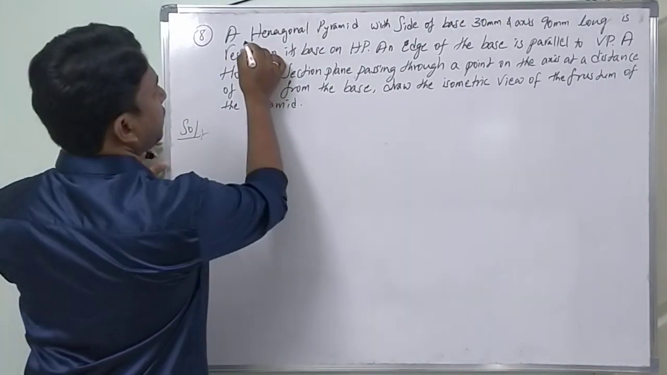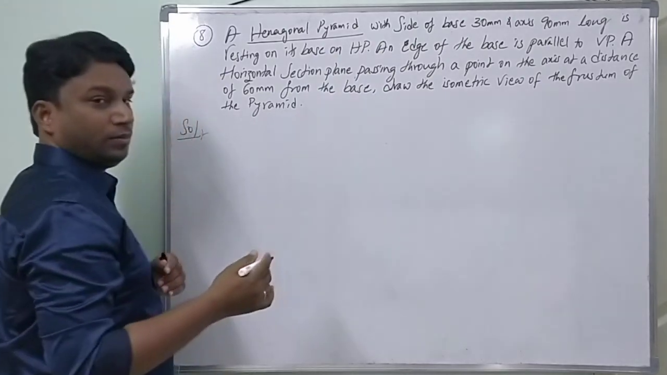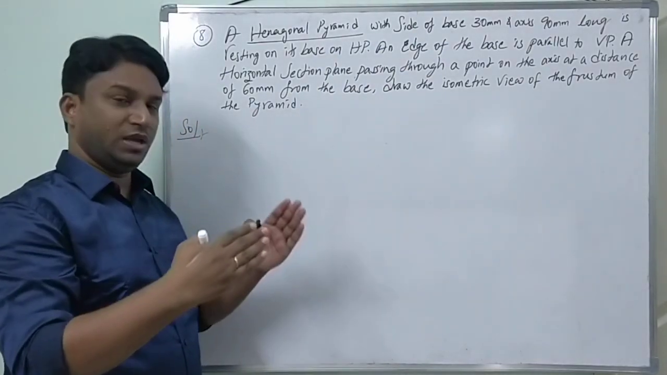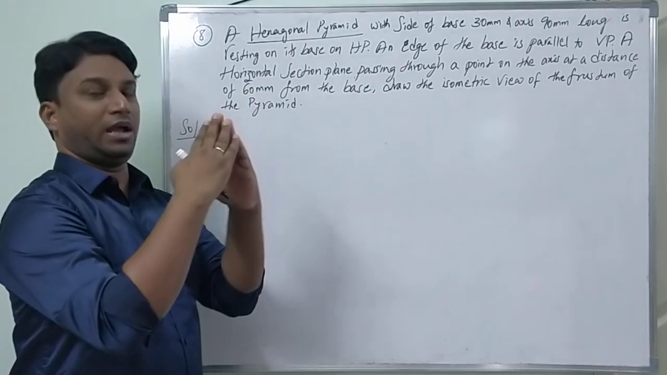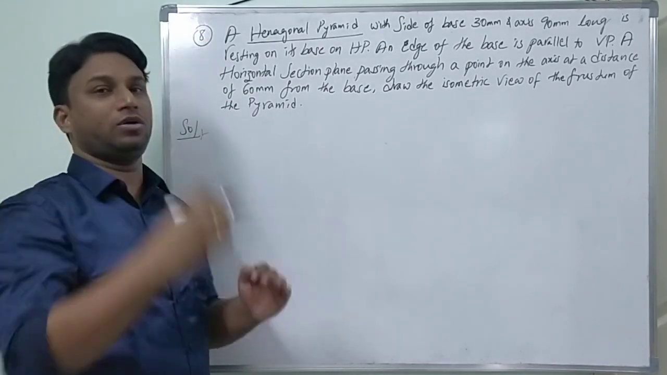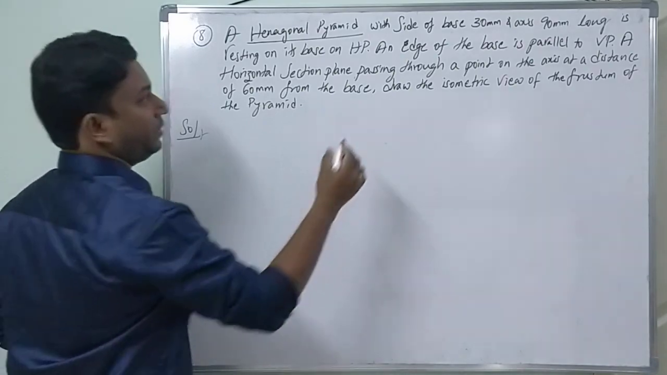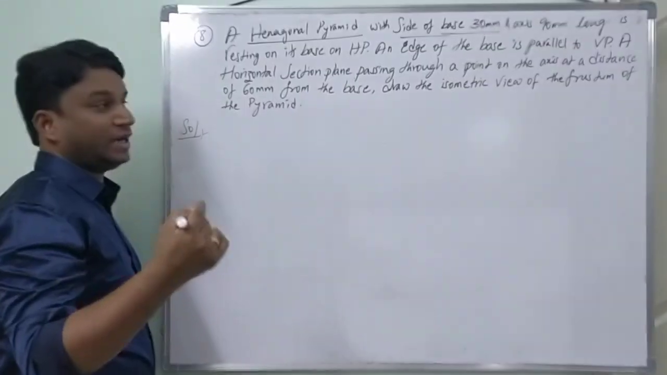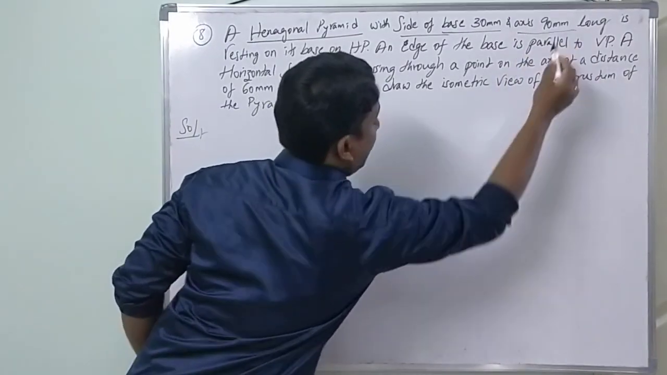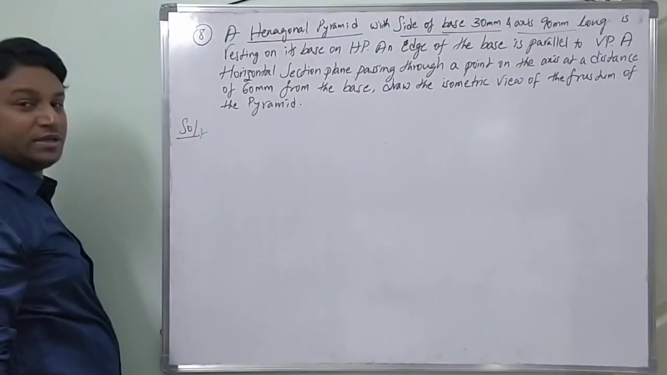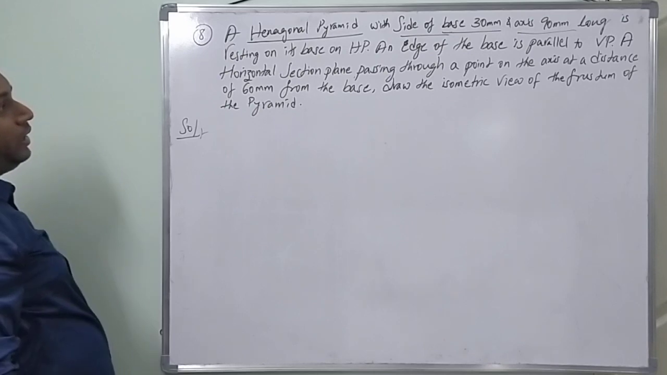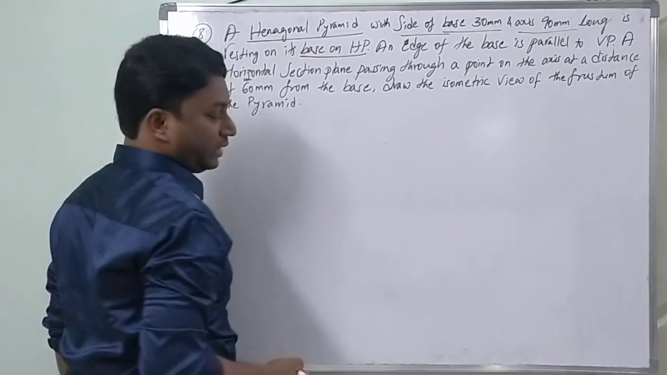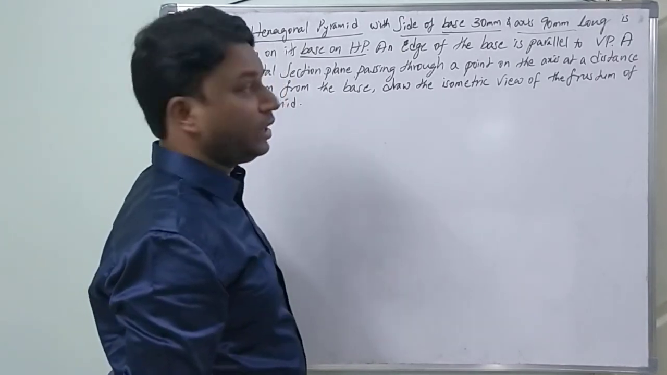First coming to the object, a hexagonal pyramid. Hexagonal pyramid means the base will be in the shape of a hexagon. From each side of the hexagon, triangular faces are raised to meet at a single point called the apex. Hexagonal pyramid with the side of base 30 mm, so each side is 30 mm. Axis 90 mm long. What about here? It is resting on its base on HP.